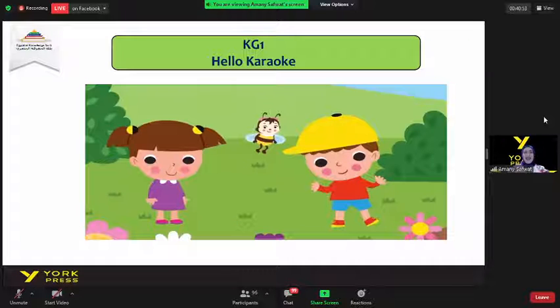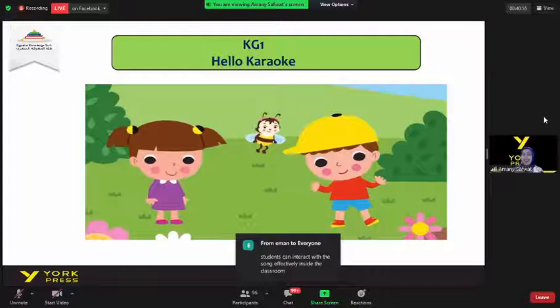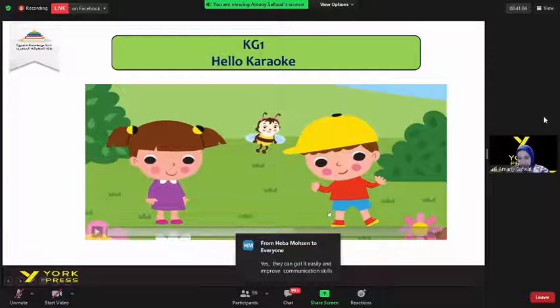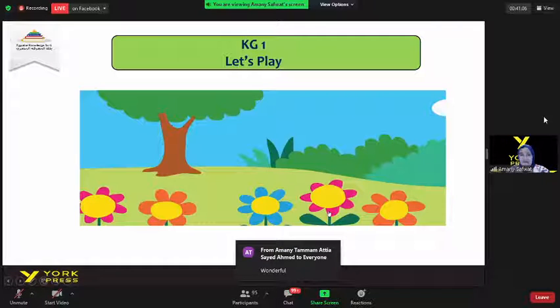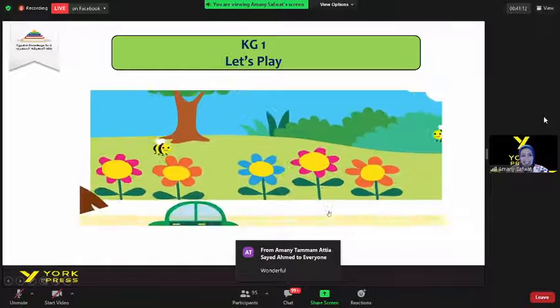Then in the classroom, we ask them to interact. We said that inside the class they have to interact with their colleagues. So this is a wonderful way of interaction. Okay, let me take you to another lesson, which is Let's Play, also in KG1.